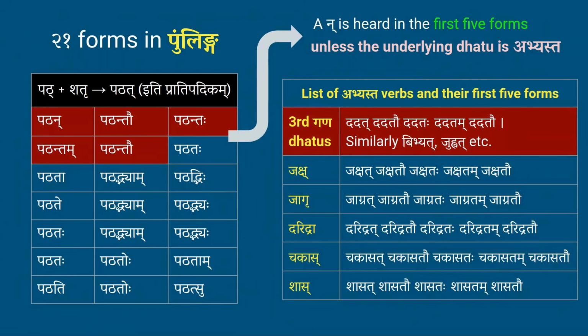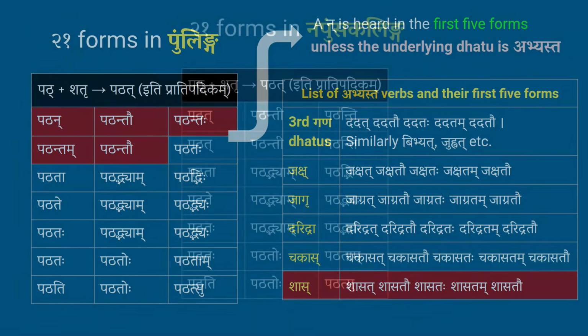heard. A few more dhatus of the second gana are also classified as abhyasta, namely Jaksha, Jagru, Daridra, Chakas, and Shas. The first five Pullinga forms for the Shatranta Pratipadikam of all these dhatus will not contain a Nakara. Moving on to the Napumsakalinga forms.